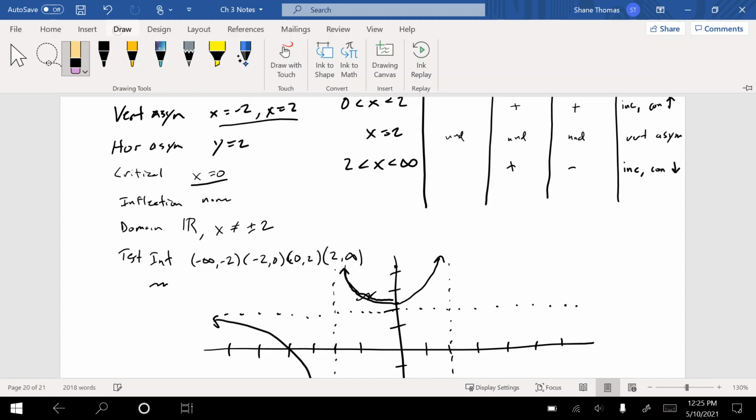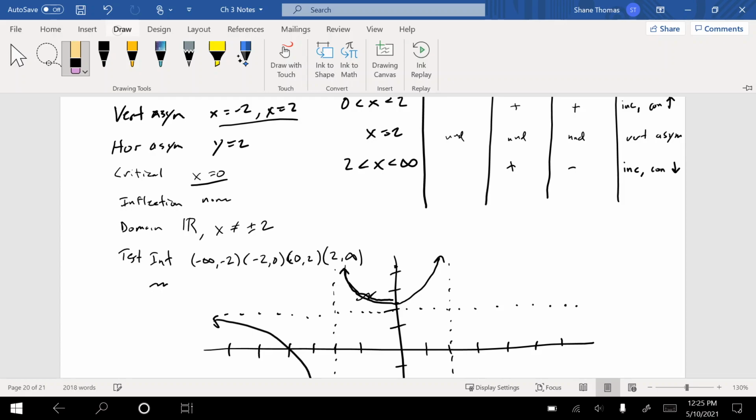All right, and then lastly, from 2 to infinity, we're increasing and also concave up. Or sorry, concave down. We could be back below. Looks like this. So that is what our graph would look like for f of x equals 2x squared minus 9 over x squared minus 4.